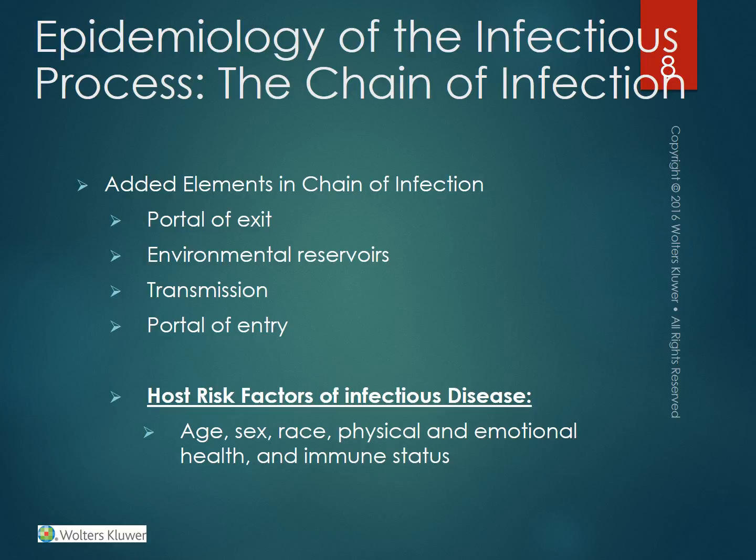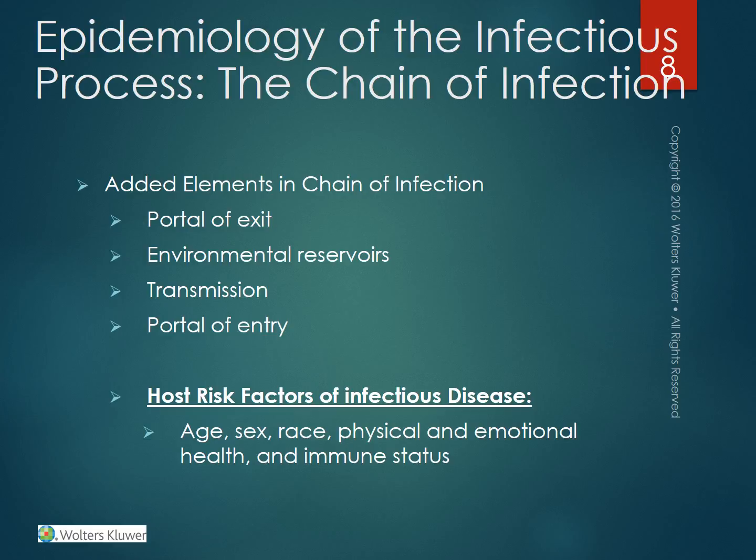Epidemiology and the chain of infection. The chain of infection is based on the epidemiologic triangle, which has been discussed previously. The process in the chain of infection is more involved. Therefore, other elements have been added. These elements include the portal of exit from the host, the environmental reservoirs, a mode of transmission, a portal of entry to a new host. For disease to be communicable or contagious, there must be a portal of exit from the infected person and a portal of entry to the new susceptible host.